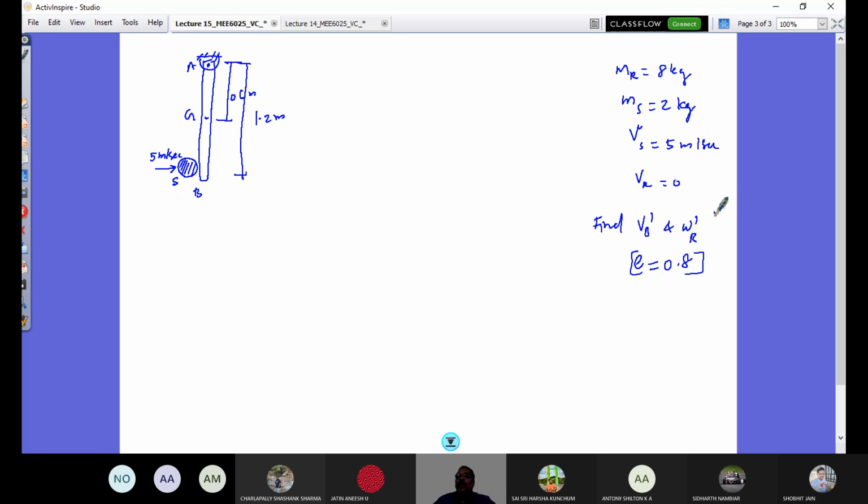If that is so, you have to find out the linear velocity of the end of this rod, its angular velocity, and also the velocity of the sphere after the collision. What is the velocity after the collision? So how do you solve this problem?